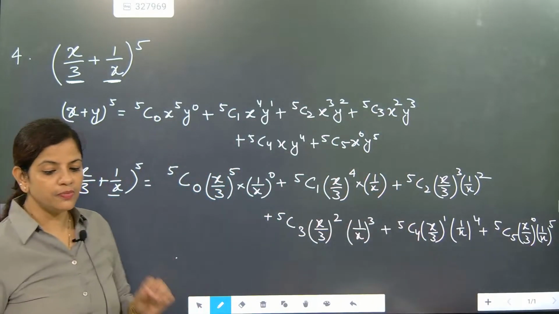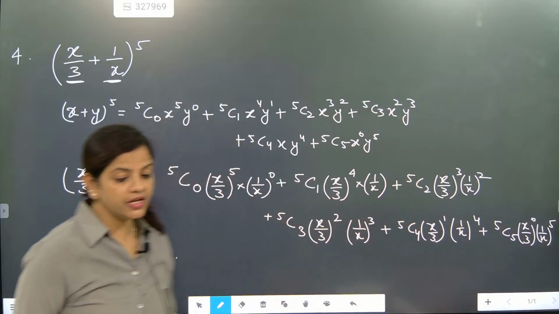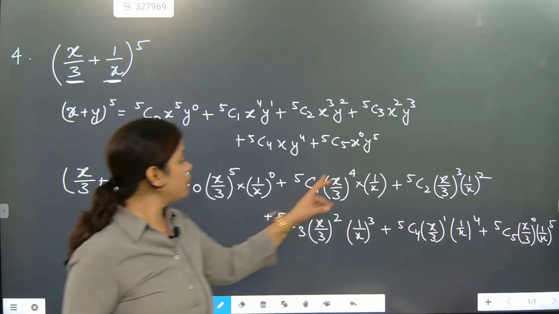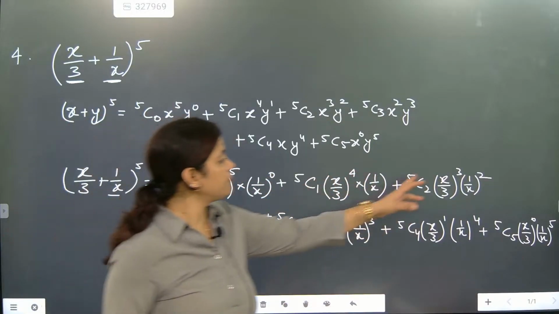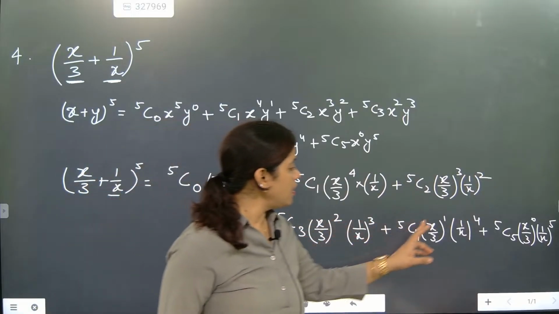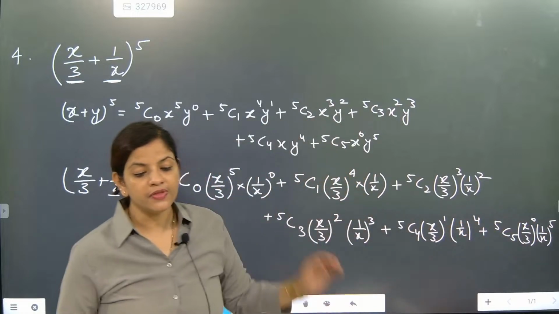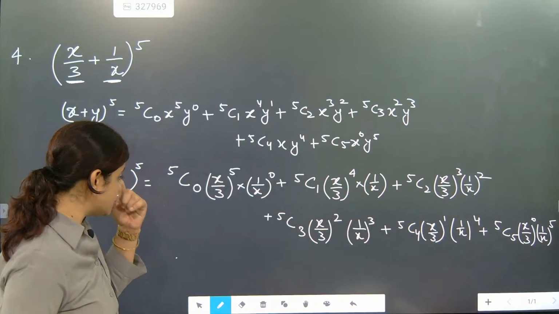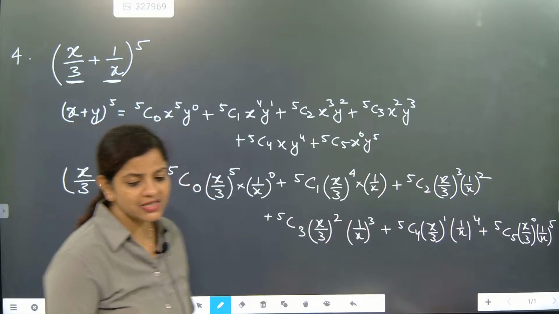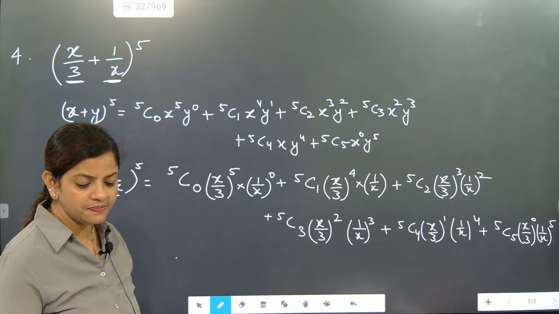So always you will be seeing one thing: whenever you are writing, the degree of both the terms remains the same. 5 plus 0 will become 5, 4 plus 1 will become 5, 3 plus 2 will become 5, 2 plus 3 will become 5, 1 plus 4 will become 5, 0 plus 5 will become 5. I hope everybody is listening to me. So exactly this part is there. Now the expansion part, we have already studied these questions. These NCERT questions we already solved in the beginning part of the binomial chapter.